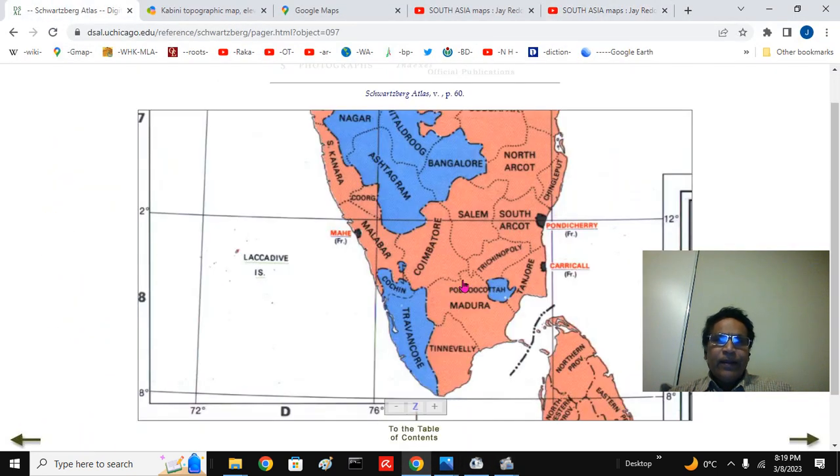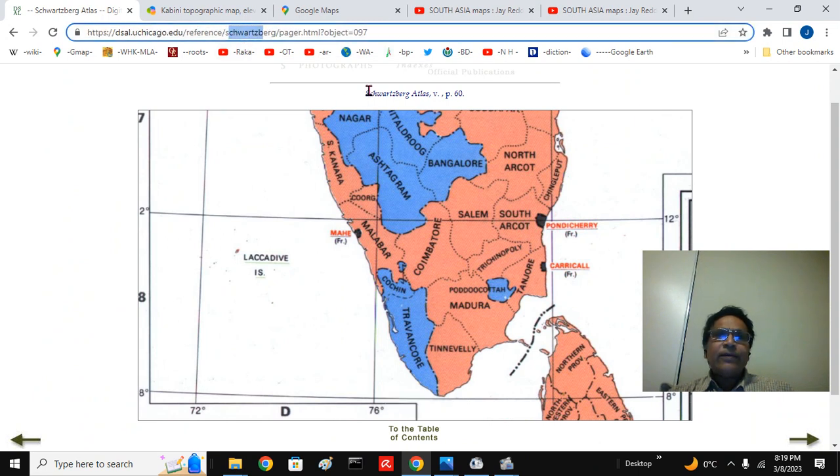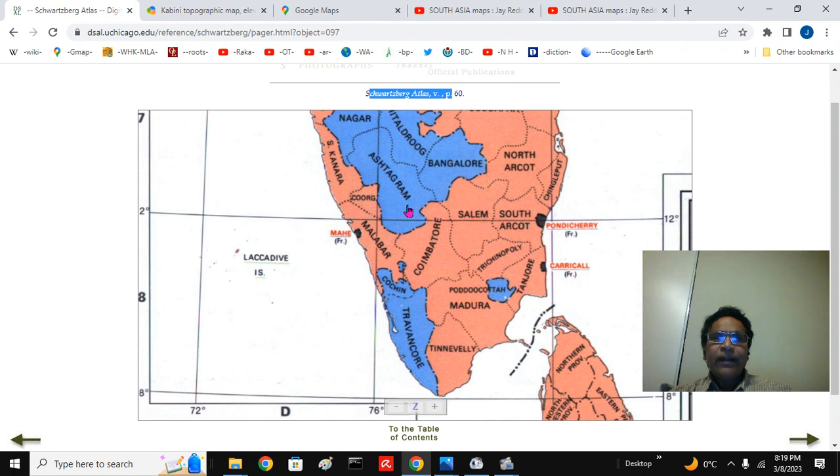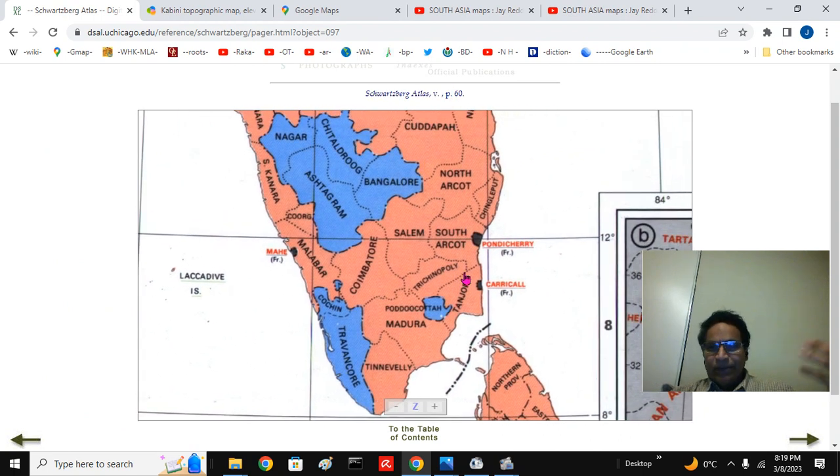Here I am showing the Sprigg's Atlas. You can see the atlas here, and this is plate number 60. These are the districts when the British annexed and made the Madras Presidency around 1801. Most of the districts came from the Arcot Nawab or Carnatic Nawab, who was ruling from a town called Arcot. There is Arcot town, there is Arcot district, there is Arcot region. So there is a subtle difference between them.